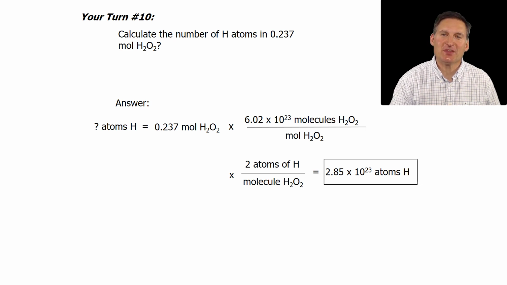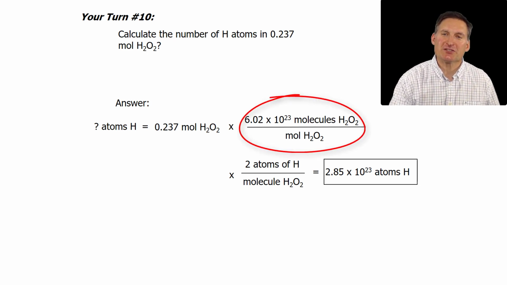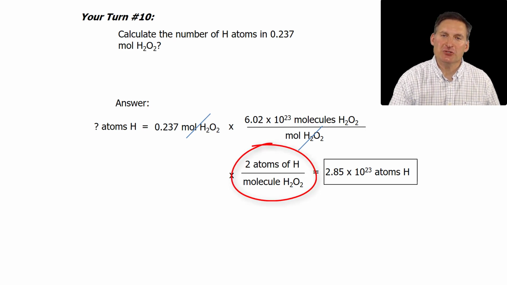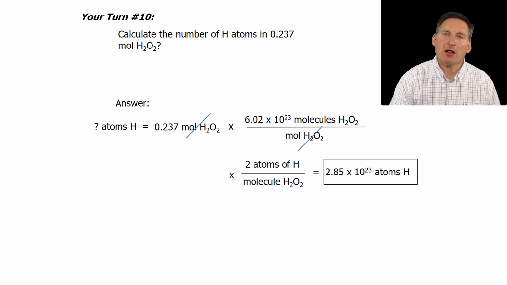Here's the result. Notice this conversion factor is like the others we've seen. Moles goes in the denominator, so it cancels the moles that we started with. This second conversion factor is new, however. Hopefully the placement of the units makes sense. Molecules on the bottom cancels the molecules in the numerator in the first conversion factor. Atoms here in the numerator because that's what we're solving for. We know there are 2 atoms of hydrogen per molecule because of the 2 in the subscript down here.